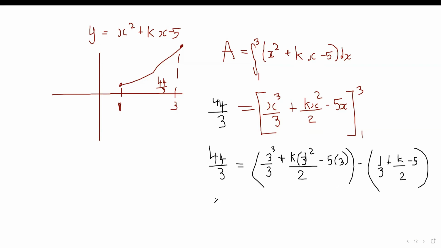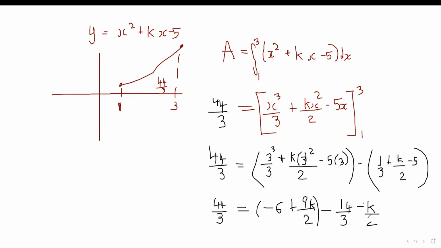Nice. So what we end up with is 44 over 3, and that is going to be equal to, simplifying, 3 cubed over 3, that's 27 over 3, which is 9. 9 minus 15 is negative 6. Then 3 squared is 9, so this is now 9k over 2. That's minus 6 plus 9k over 2. Now I have 1 over 3 minus 5, which is minus 4 and 2/3, which is minus 14 over 3. And then minus k over 2.